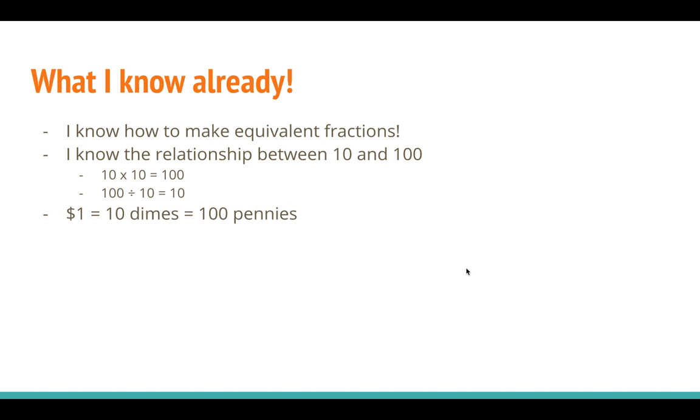So what you guys know already, you know how to make equivalent fractions. That's super important. And we're going to build off of how we make equivalent fractions using multiplication and division. You know the relationship between 10 and 100. So you know that 10 times 10 equals 100, and 100 divided by 10 equals 10. And we're also going to talk about our zeros trick that I taught you guys at the beginning of the year. That's going to be really important for this.